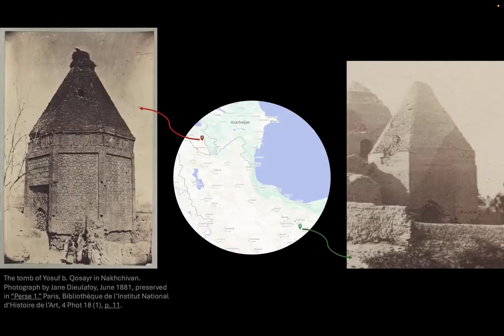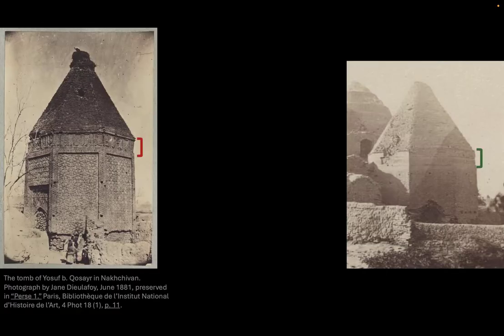Although it is not visible in the photograph, Dieulafoy describes the octagonal tower as decorated with brickwork and compares it to the 12th century tomb of Yusuf ibn Qusayl in Nakhjavan. Beyond their similar forms, the tower in Varamin appears to have had an inscription band just below the dome, much like the example in Nakhjavan.